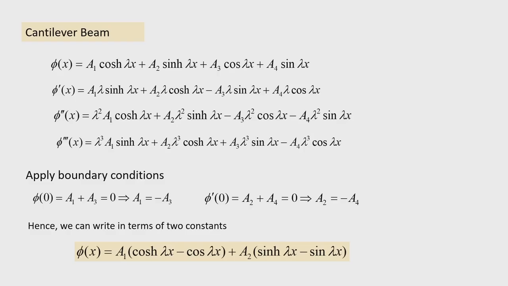Now we come to the cantilever beam. A cantilever beam is characterized by one end fixed and the other end free. So this is your free end and this is the clamped end. This beam is called a cantilever. At x is equal to 0, you can see the displacement is 0 as well as the slope. Slope will be 0. And at the free end, the bending moment is 0 as well as the shear force.